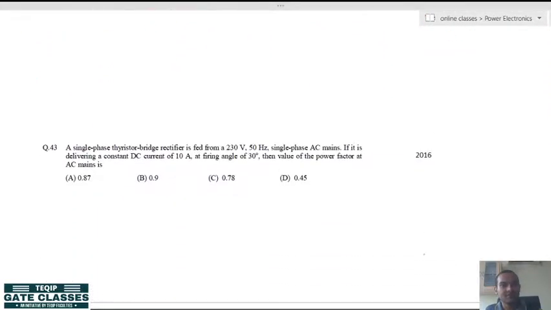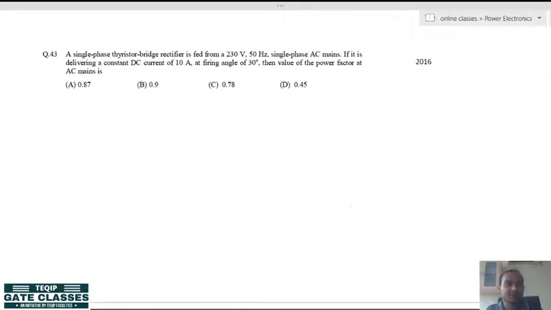Then the next question is of 2016: a single phase thyristor bridge rectifier is supplied from 230 volt 50 hertz single phase AC mains. If it is delivering constant DC current of 10 amperes, with firing angle 30 degree, what is the power factor of the AC mains? Again, this is a question on performance parameters, which I have already done in the previous lecture.